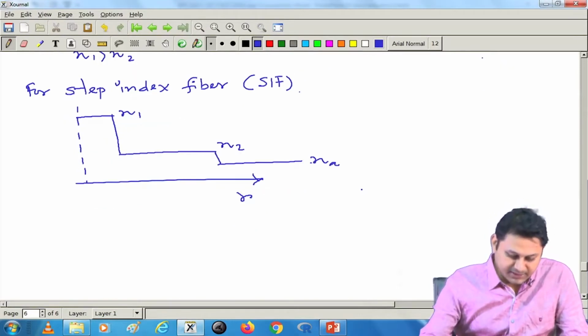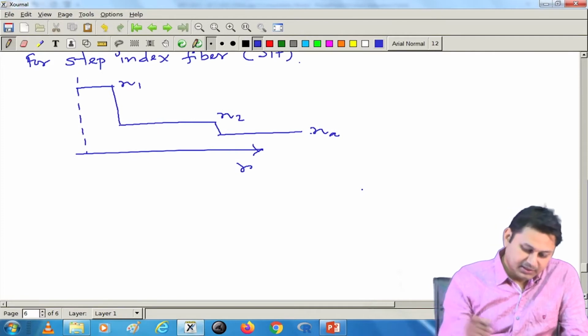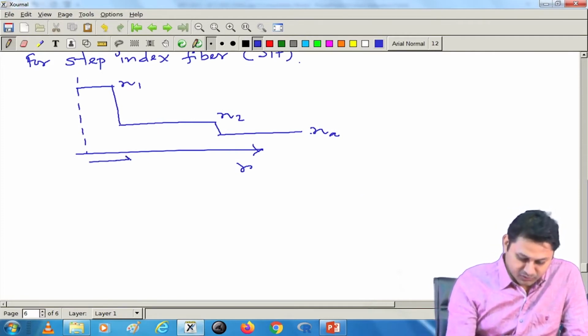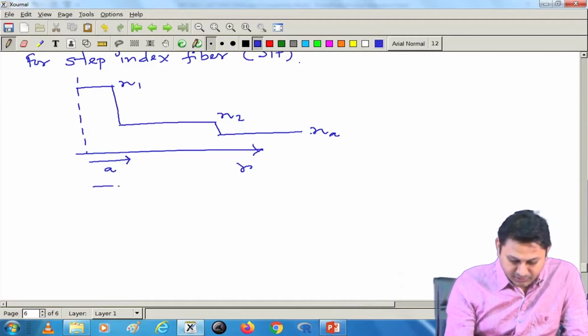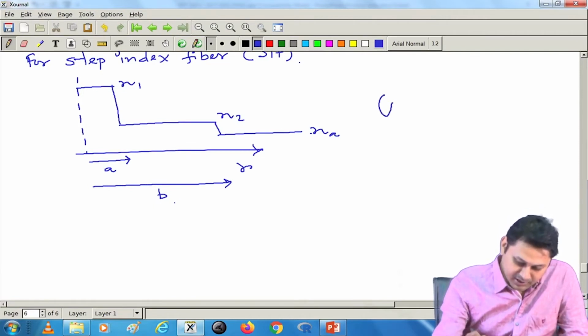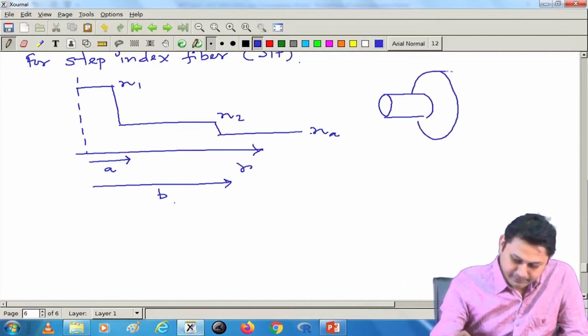Now if I want to write the refractive index mathematically, then I need to define the distance from here to here, which is the radius of the core, I write it as a, and then from here to here I write b, this is the radius of the fiber. So I have a structure like this, this is the core part, and over that I have a cladding. This is the axis. From here up to this it is a, and from here to this length it is b.